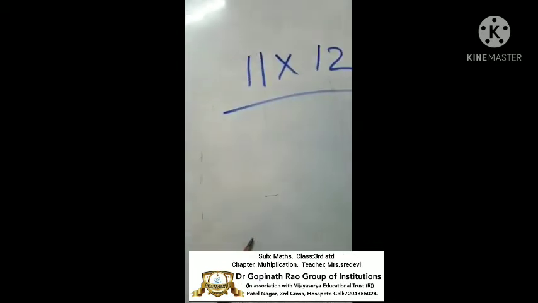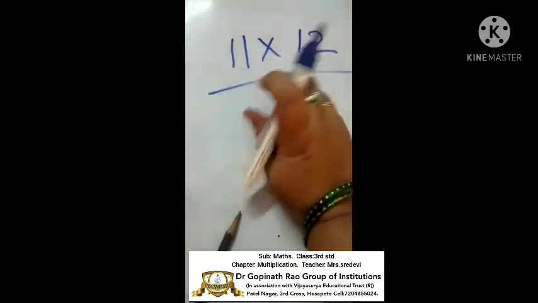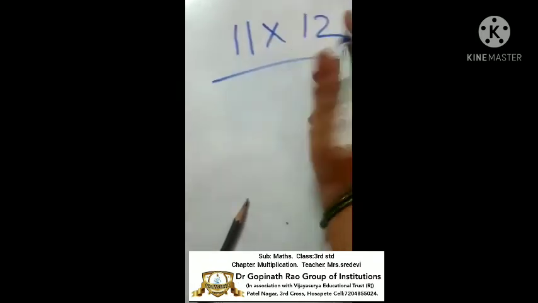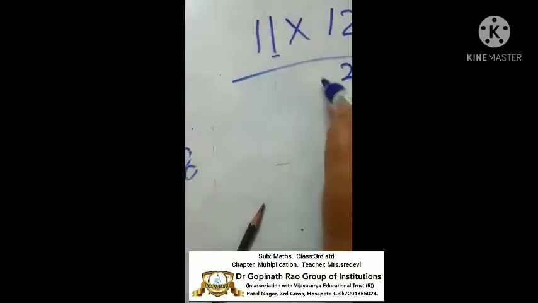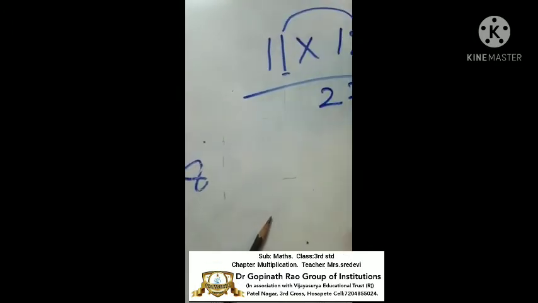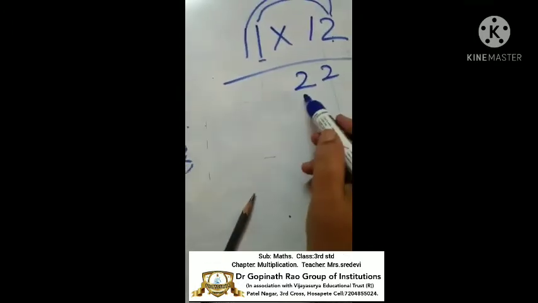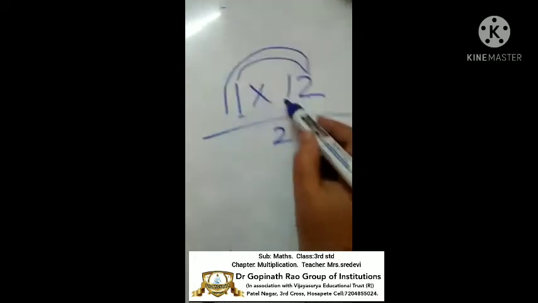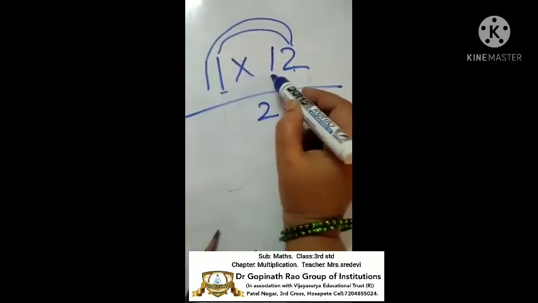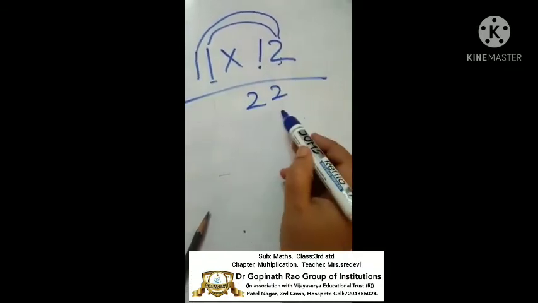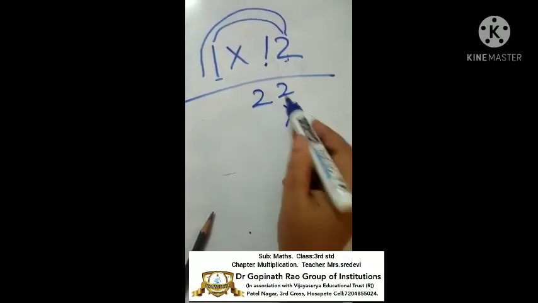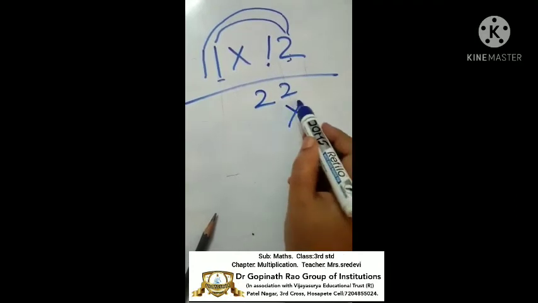Till now we used to have a one-digit number here. Now it is two digits. So what will we do? First 2 1s are 2. Here again 2 1s are 2. First multiply this one with the 2 numbers, so this becomes 22. Unit place is finished. Now we will go to the tens place. We put a cross mark here since we finished the unit place.